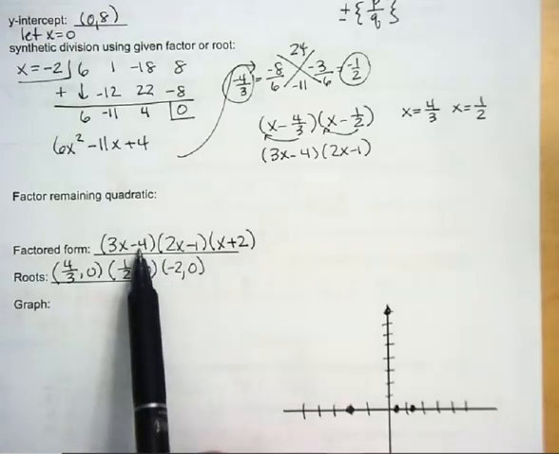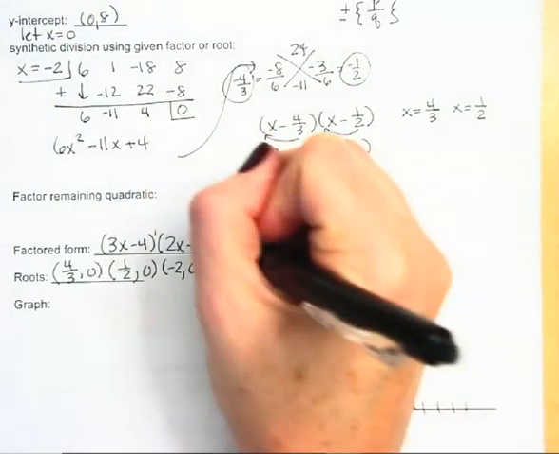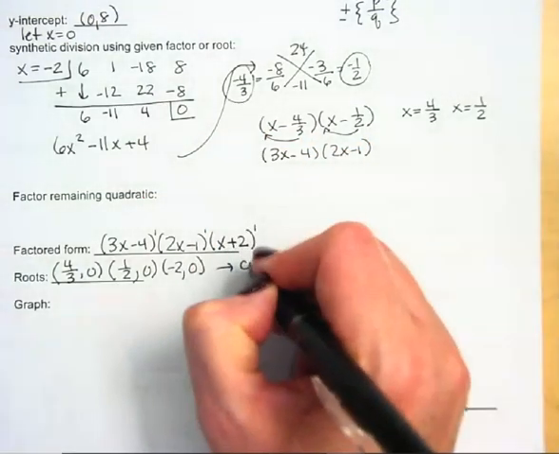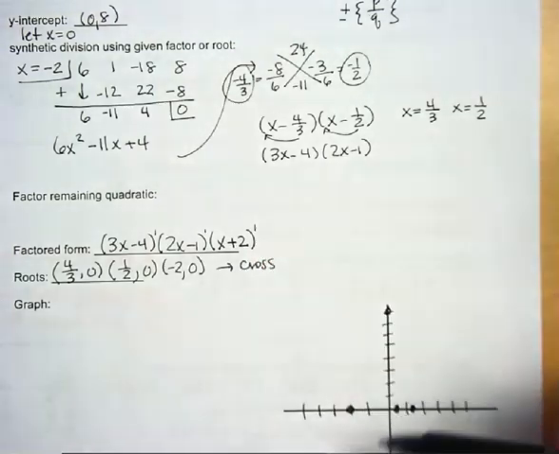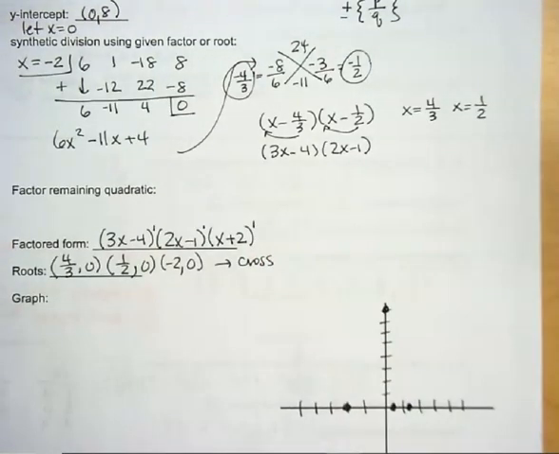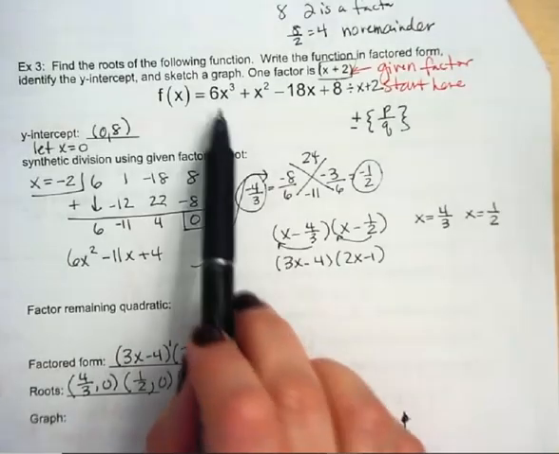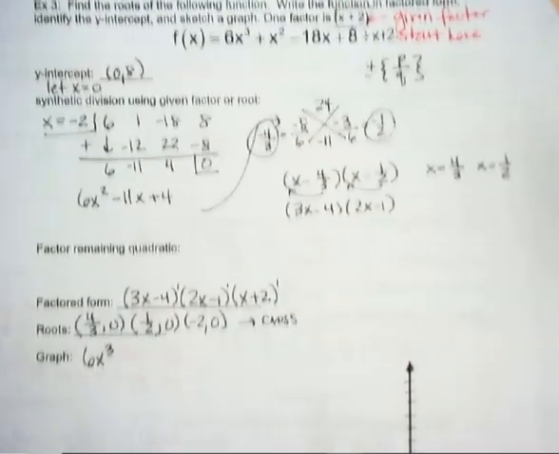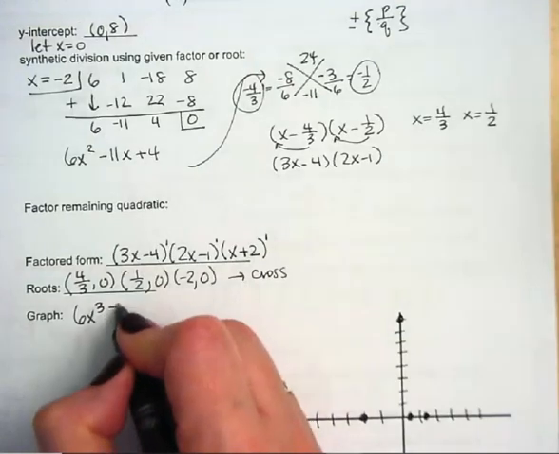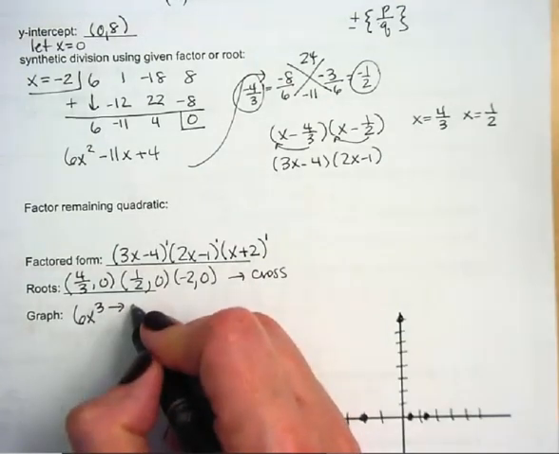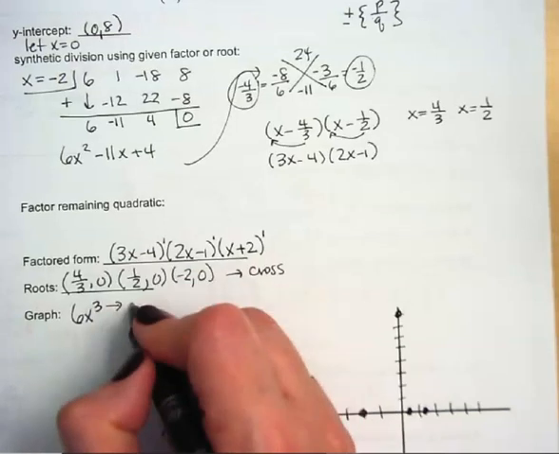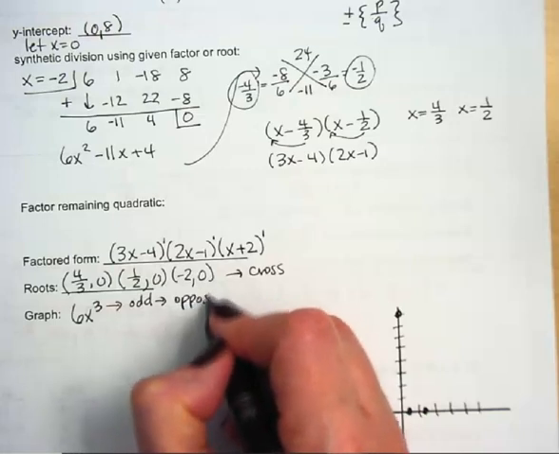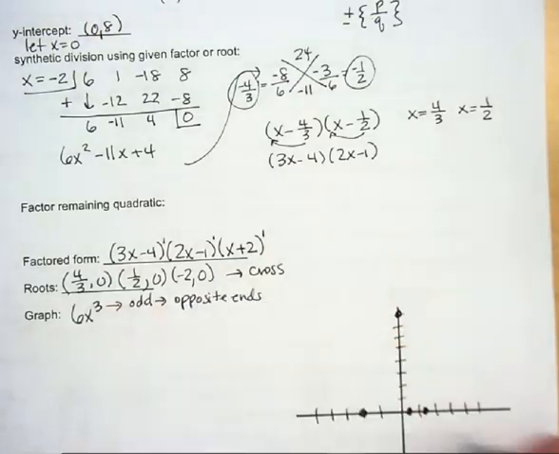Because each of these factors have a multiplicity of 1, we know that the behavior at each of these roots is it crosses straight through. There's no bounce, there's no hang. Because we have standard form, we also have some more information. Our degree of 3, which is odd, tells me that the end behavior is opposite. So it has opposite ends.